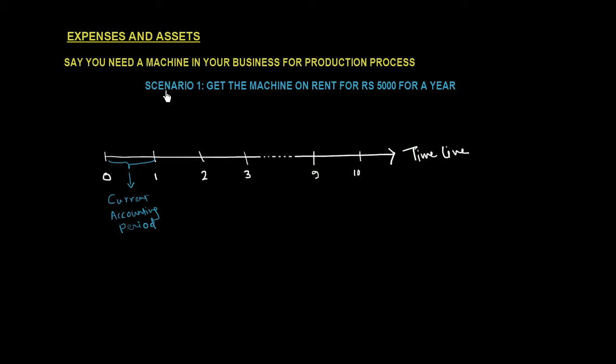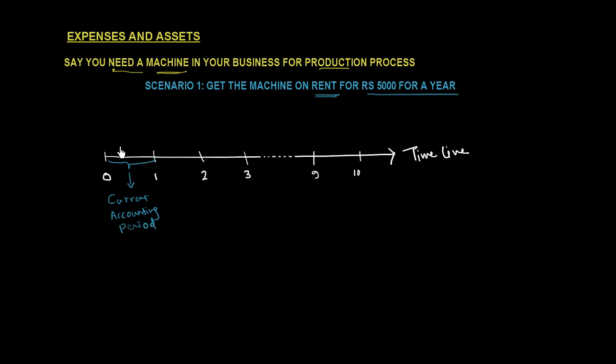So for example, let us say you need a machine in your business for the production process. So let us discuss scenario one. Scenario one is that you can get the machine on rent. The rent is rupees 5,000 for a year.